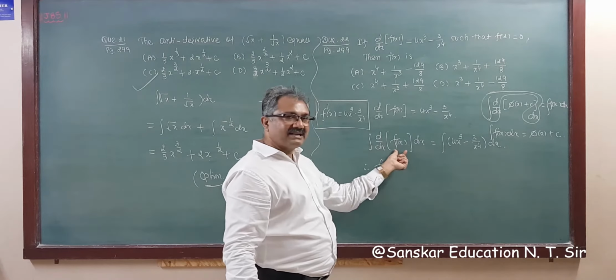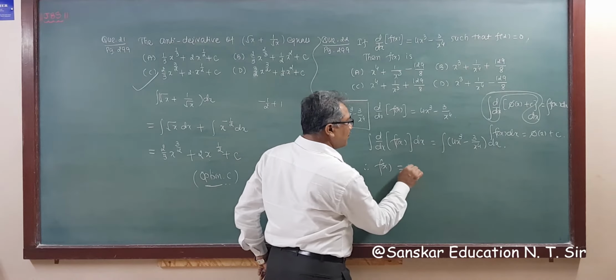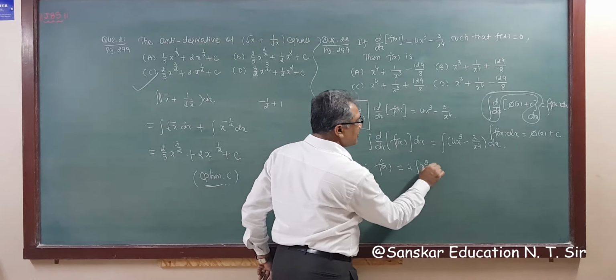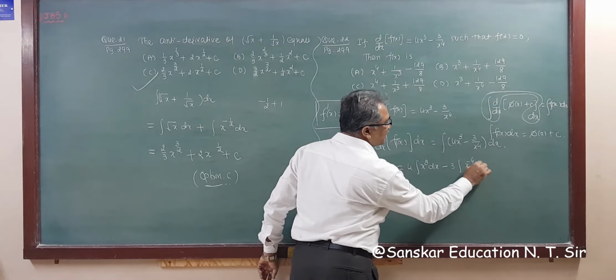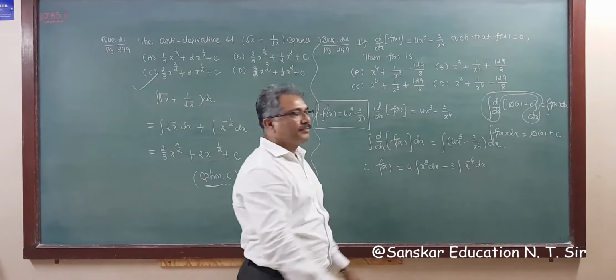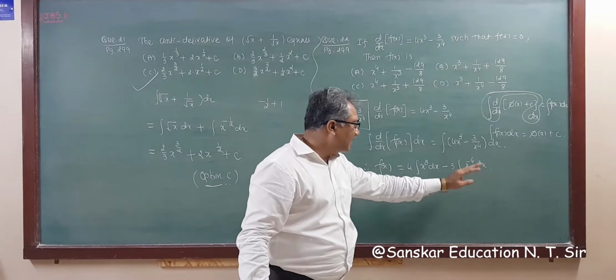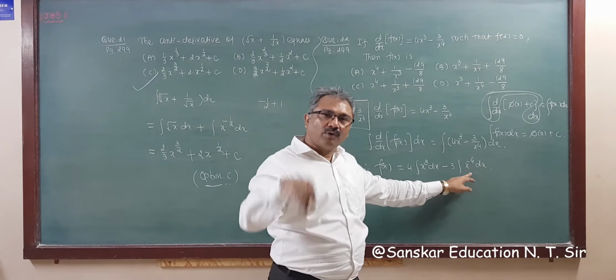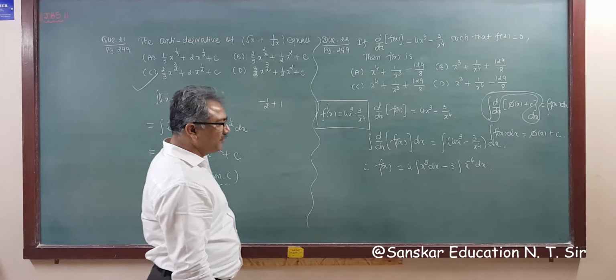Right? So f(x), now you have to integrate this. So this is equal to 4 times integration of x cube dx minus 3 times integration of x raised to minus 4 dx. Got it? Because this is 1 upon x raised to 4. No formula for 1 upon x raised to 4, so we are writing x raised to minus 4. Right? Now applying the x raised to n formula, that is our standard formula.